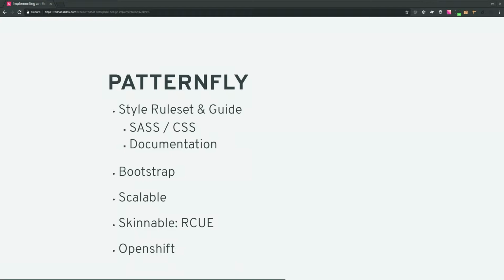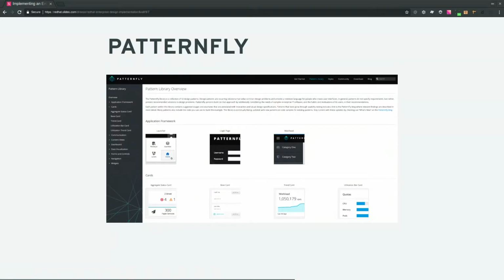So we actually have an internal version called RTUE. That's just a skin over this on top of Bootstrap. We built OpenShift.com with it. We have a couple of other client and consumer-based portals that are all built with PatternFly. I'll give you a little bit of a preview of that. But this is right off of patternfly.org.